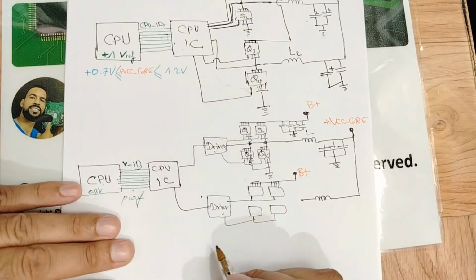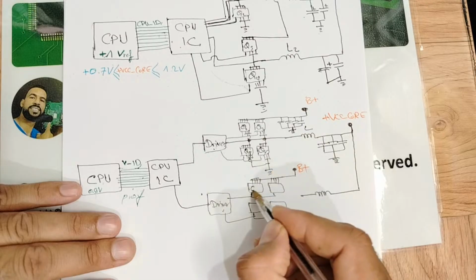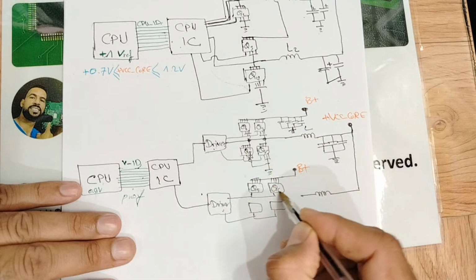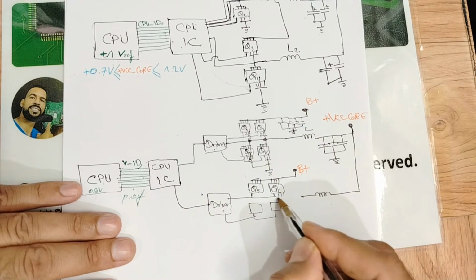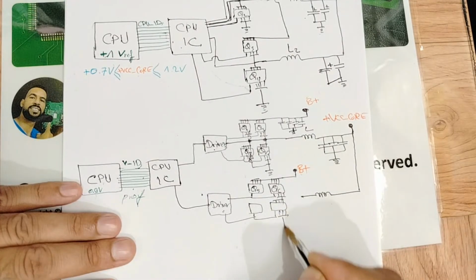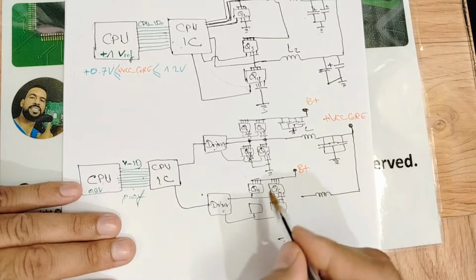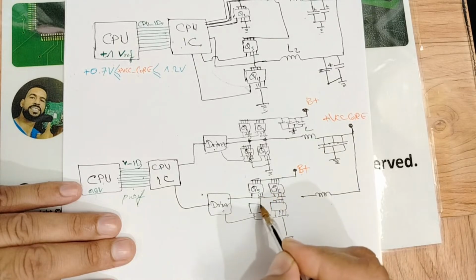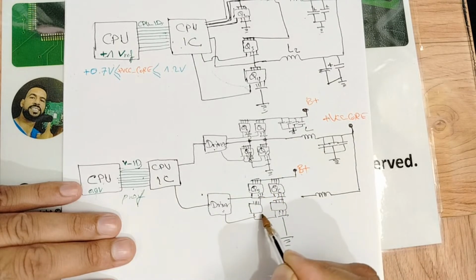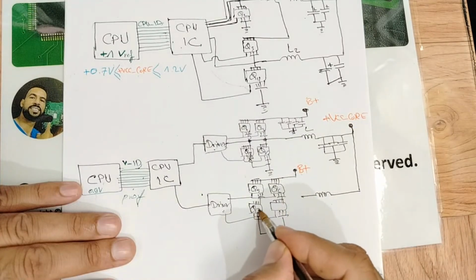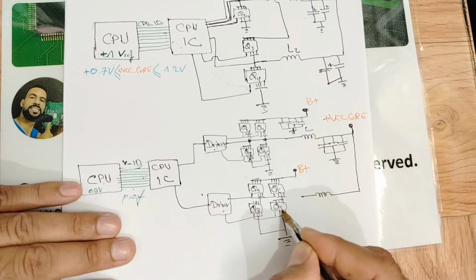So we have here Q5 and Q6. The source of this one will be connected to the drain of this one, and then the source of this one will be connected to the ground. The source of this one will be connected to the drain of this one, and then the source of this one connected to the ground. Here we have Q7 and Q8.